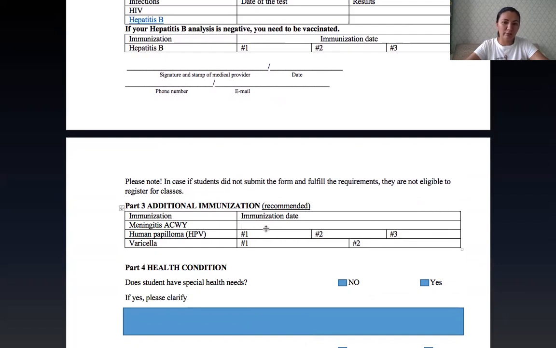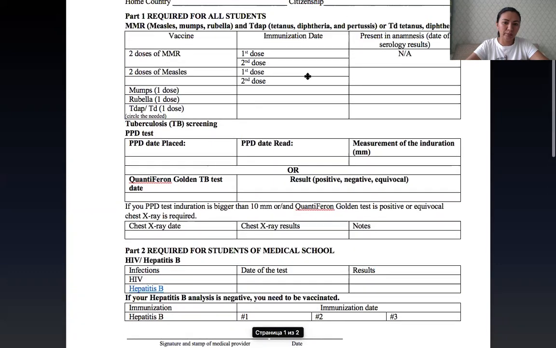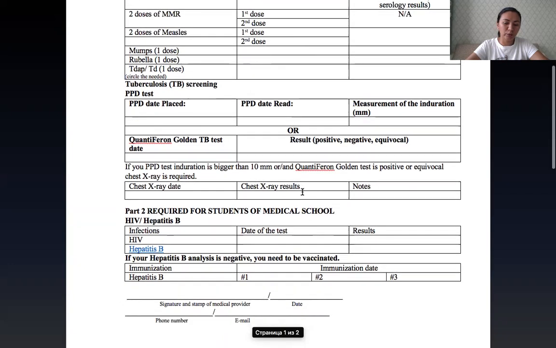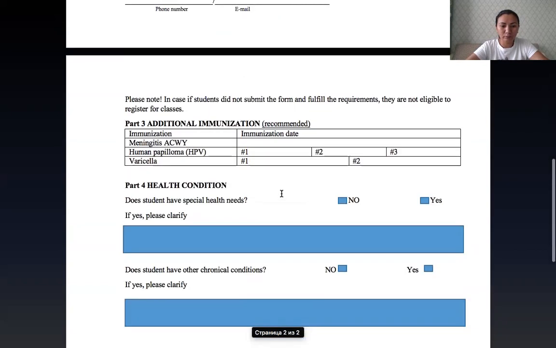Basically, we need dates everywhere. If you saw the tables, you will need dates here. And when it's stated that we need to know your results, please indicate them in the corresponding column.